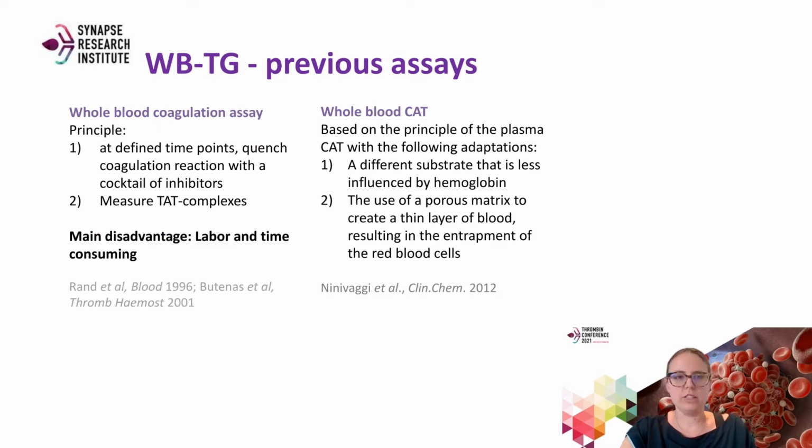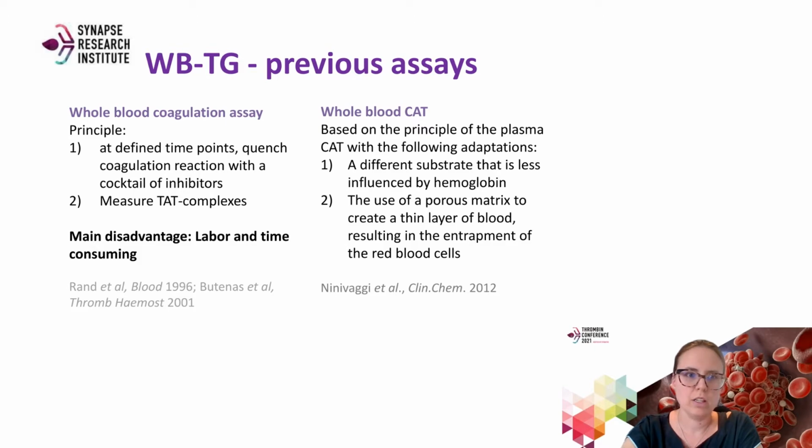So now we've discussed the different types of cells and their influence on thrombin generation. So now we will continue the presentation and talk more about the different assays. So first, in the past there were 2 whole blood thrombin generation assays which have been developed that have been used in several research articles to look into the influence of cells on whole blood thrombin generation.